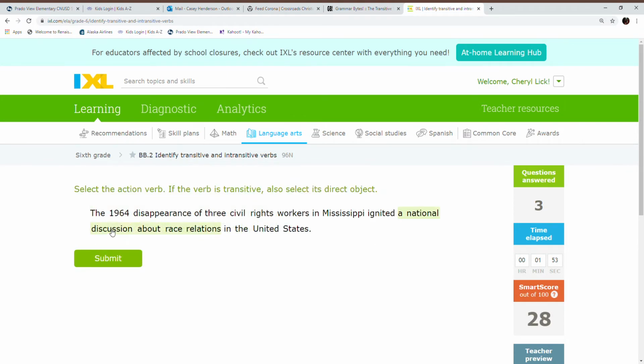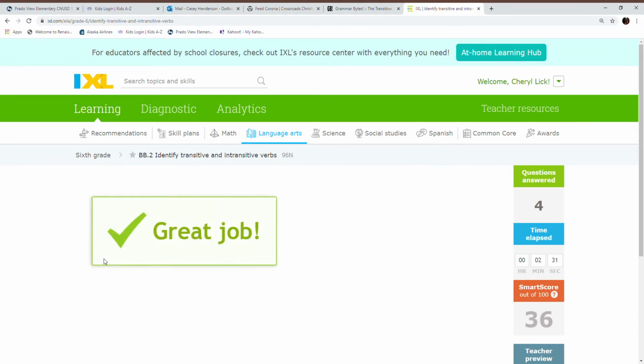Good. The 1964 disappearance of 3 civil rights workers in Mississippi ignited a national discussion about race relations in the United States. So again, a long subject. That's all the subject from the to Mississippi. So what did the disappearance do? It ignited. What did it ignite? You guys see it? Something behind the word ignited. What did it start? What did it begin? What did it incite? A national discussion, okay, about race relations. So in this case, it is transitive.